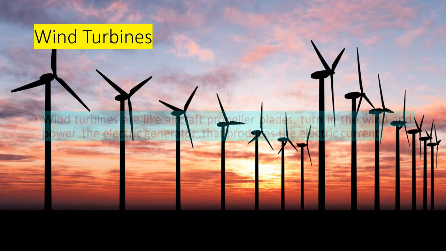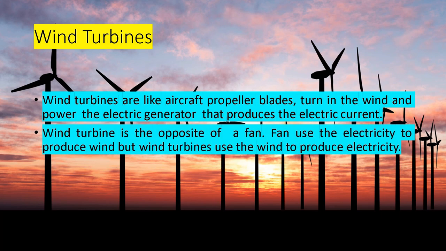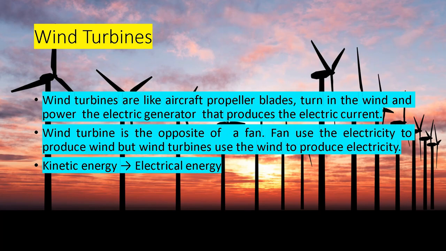Wind turbines. Wind turbines are like aircraft propeller blades that turn in the wind and power the electric generator that produces the electric current. A wind turbine is the opposite of a fan. A fan uses electricity to produce wind, but a wind turbine uses the wind to produce electricity. The kinetic energy from the movement of wind turbines will be changed into electrical energy.